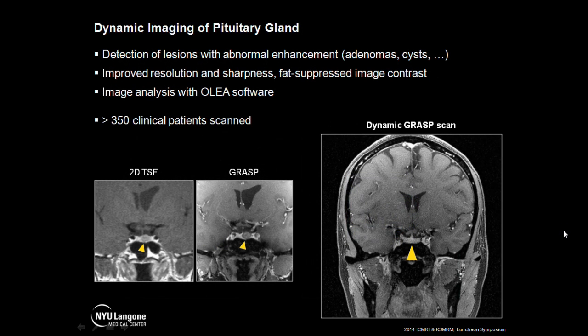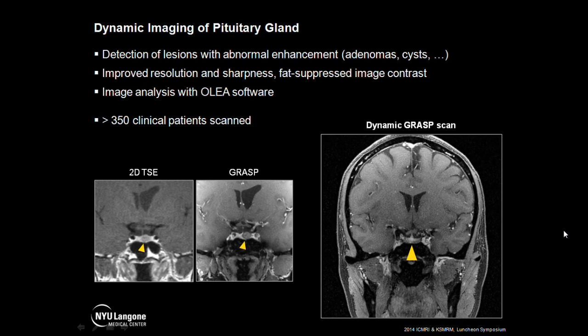Now, another application where we started using GRASP routinely is dynamic imaging of the pituitary gland. The pituitary gland is a small gland located at the bottom of the brain. It's indicated by this yellow arrow in the movie on the right side. This is a quite common site for mainly benign lesions like adenomas or cysts, and these lesions have an abnormal contrast uptake behavior. Therefore, it is again important to get dynamic image information. On the right side, you can again see how these dynamic GRASP scans look.